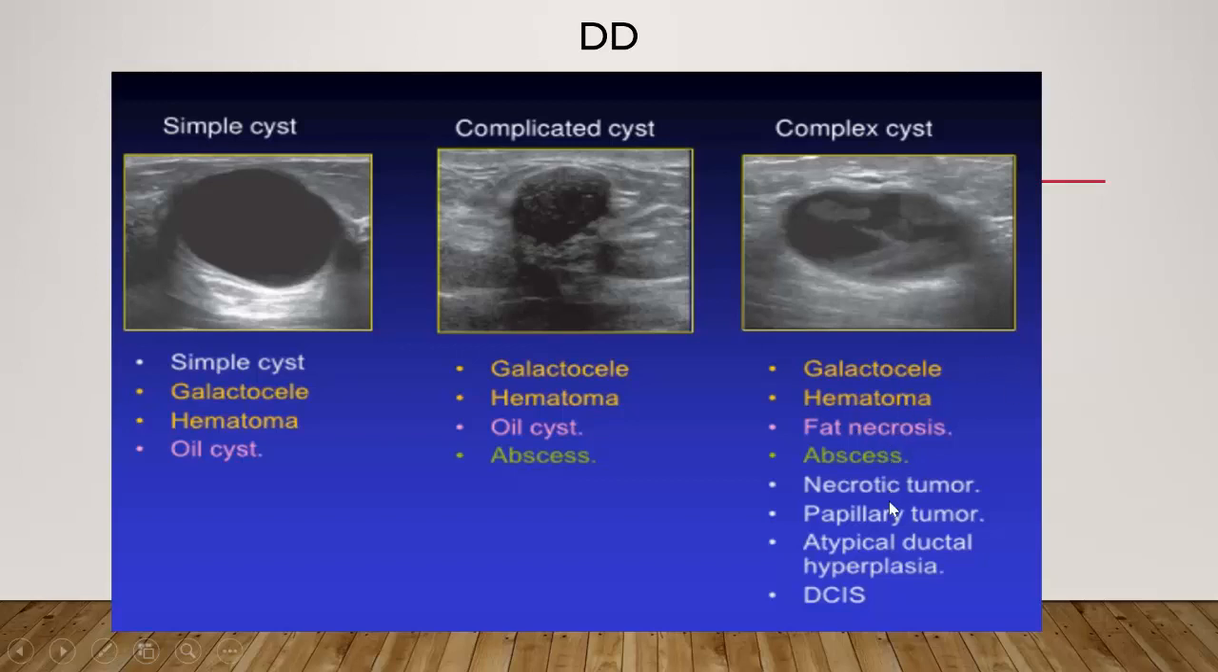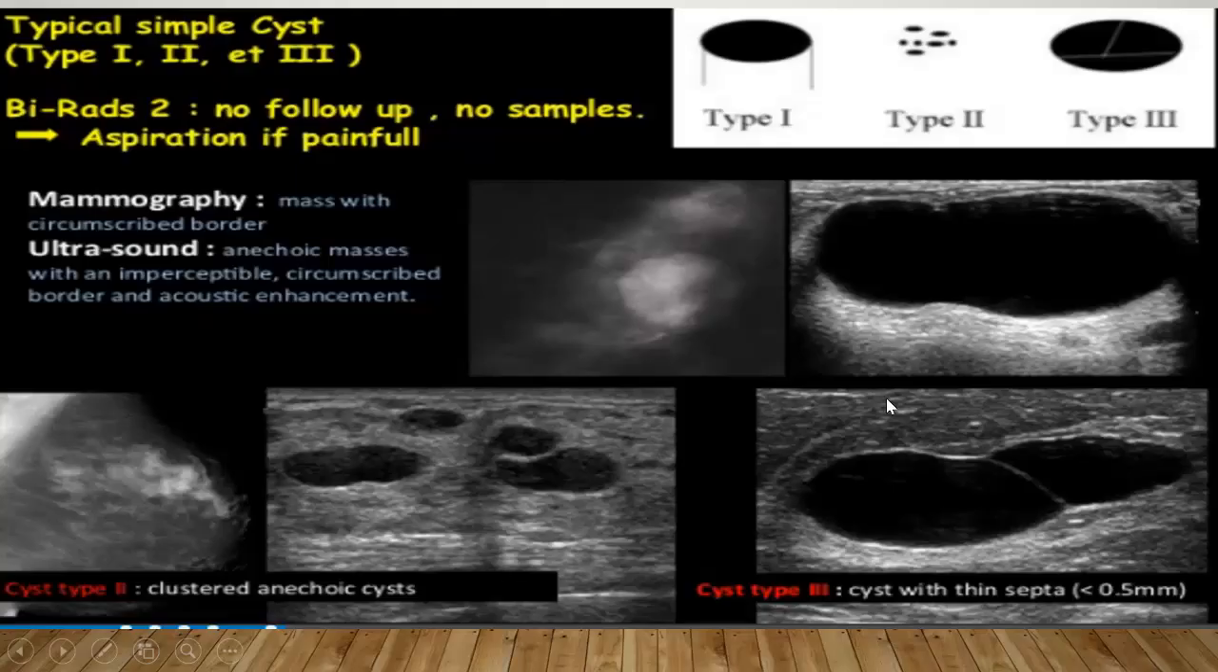Abscesses, necrotic tumor, papillary tumor, atypical ductal hyperplasia, and ductal carcinoma in situ, all these can appear as cysts. Intracystic carcinoma is rare, only 1% of cases, but we must take it into consideration. So this is the differential diagnosis of the different breast cysts. This is the typical simple cystic lesions.